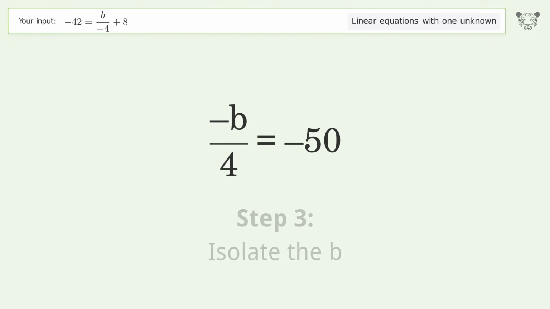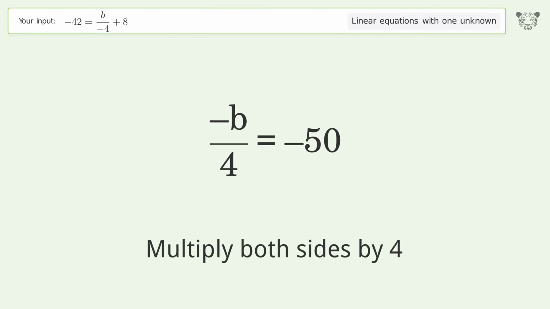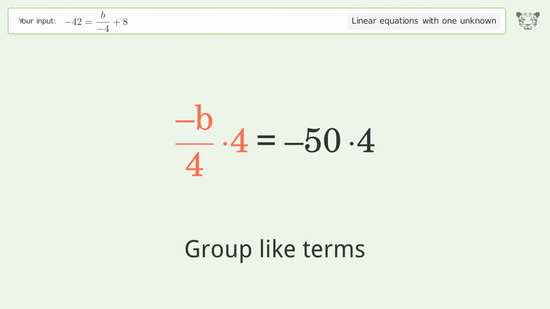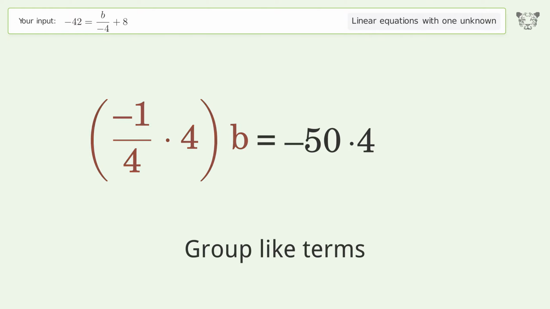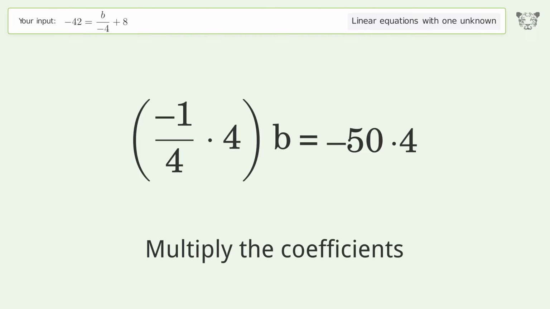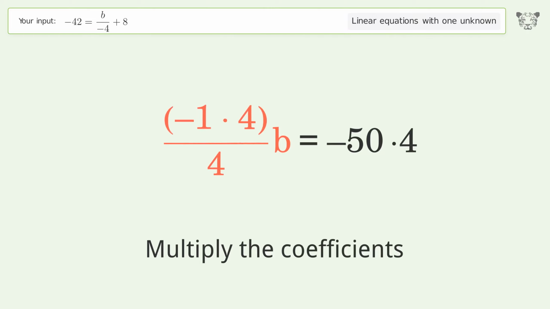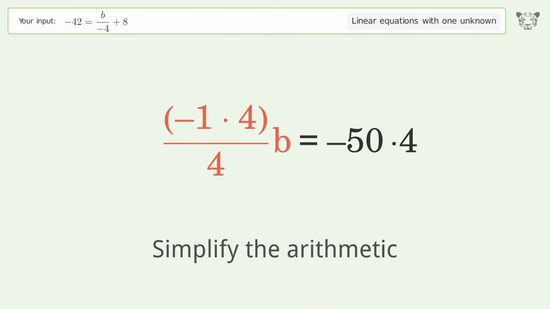Isolate the b. Multiply both sides by 4. Group like terms. Multiply the coefficients. Simplify the arithmetic.